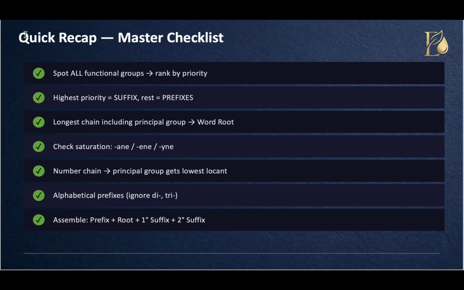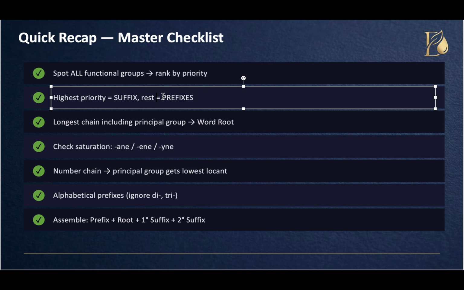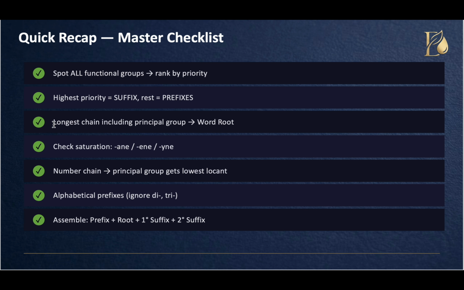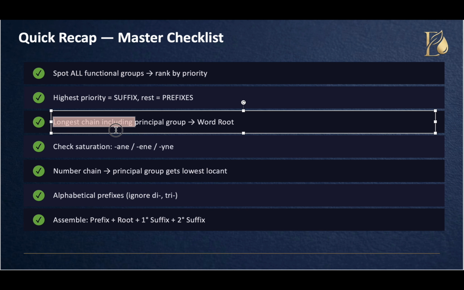So let us just recap the step-by-step pathways that we have to follow while naming. With and without functional groups we are mixing here. If a functional group is present, then first we have to spot all the functional groups and rank them by priority. Then the highest priority functional group will be assigned the suffix, and the rest will go to prefix. Once we analyze this, we can move to find the longest chain. If no functional group is there, then we can start from this step.